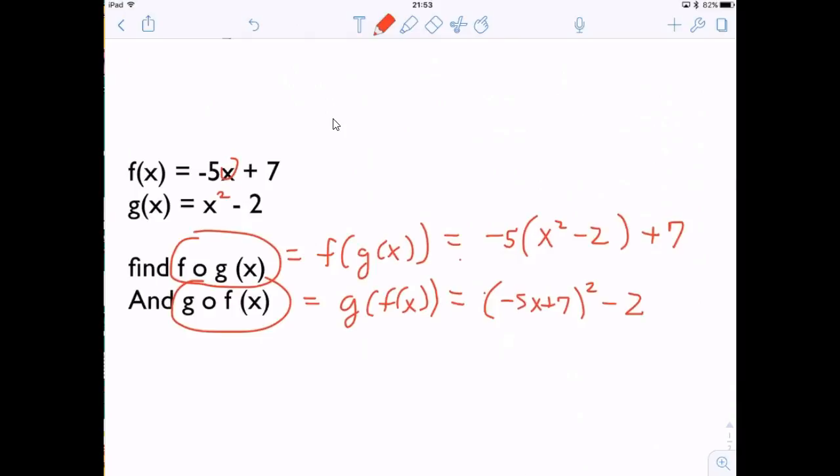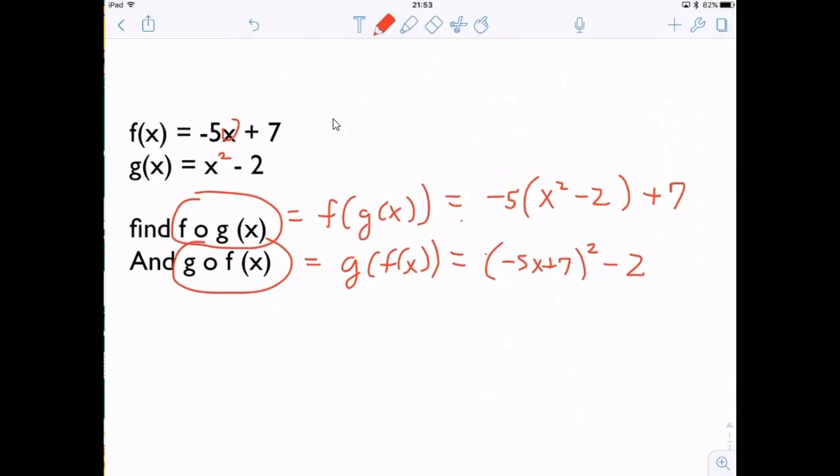The simplification part is the hard part for some people. You've got to do FOIL, you have to do distribution of negative signs, things that tend to trip you up. And like I said, you're not going to fix algebra deficiencies during the semester.